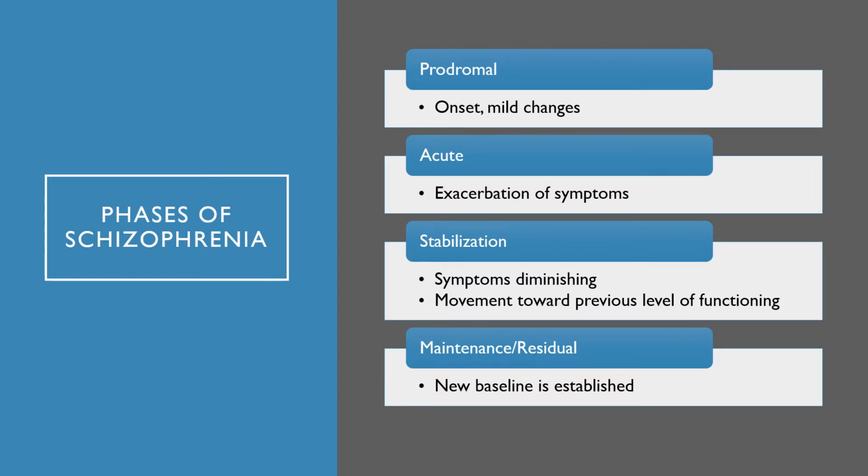So schizophrenia usually progresses through predictable phases, although presenting symptoms and length of phase can vary widely. The phases that we're going to look at are prodromal, that's at onset with mild changes; acute, which is the exacerbation of symptoms; stabilization, which is where the symptoms are diminishing and we're moving to the previous level of functioning; and then our maintenance residual phase, which is where our new baseline is now established. And let's look at each of these phases individually here.